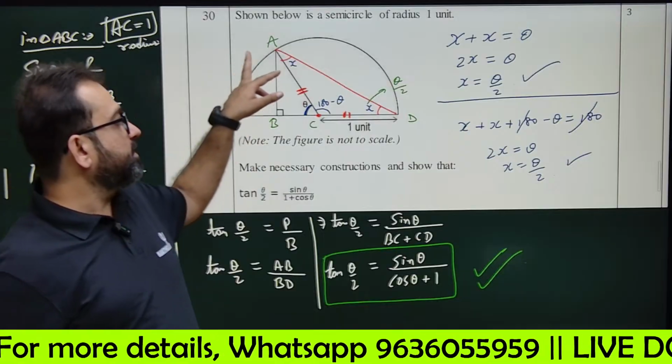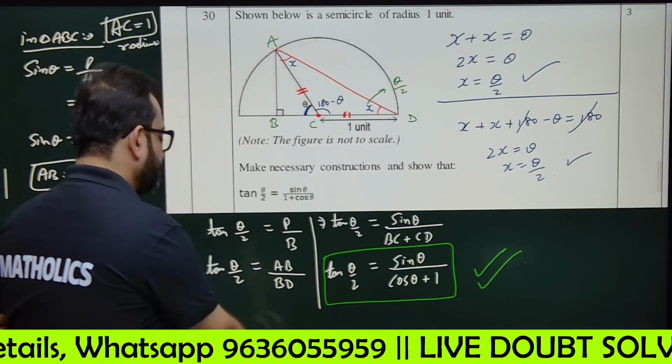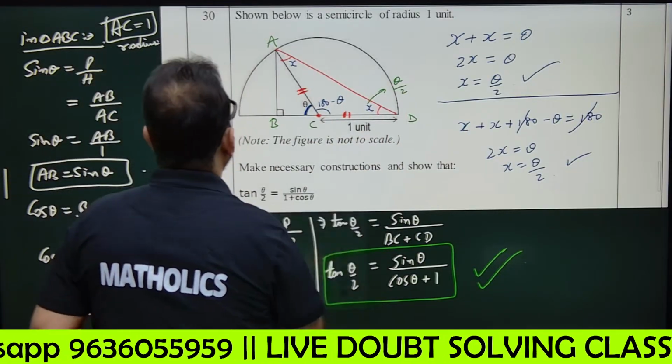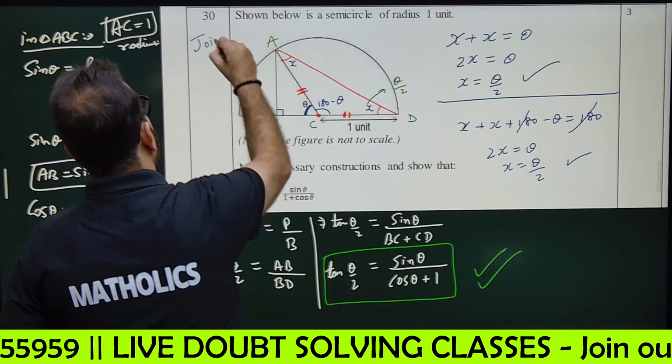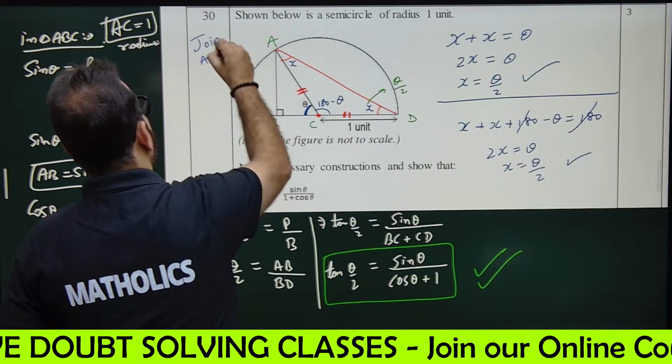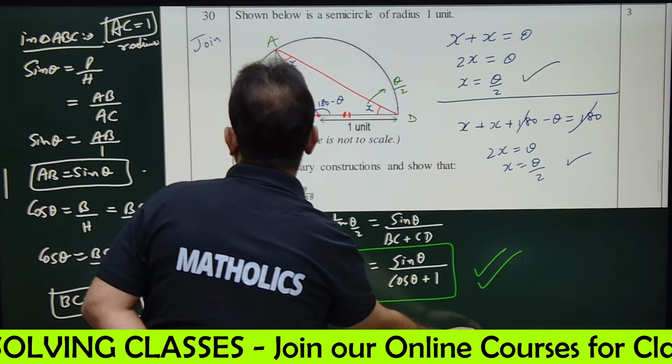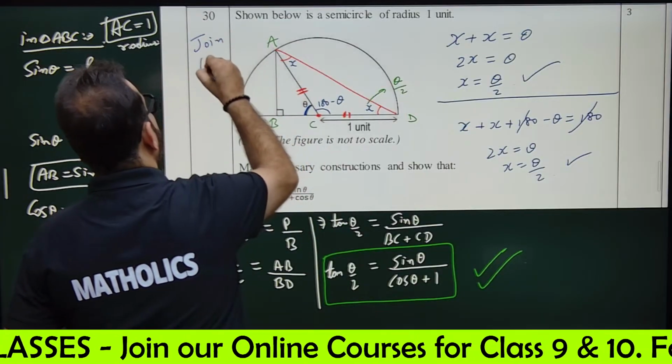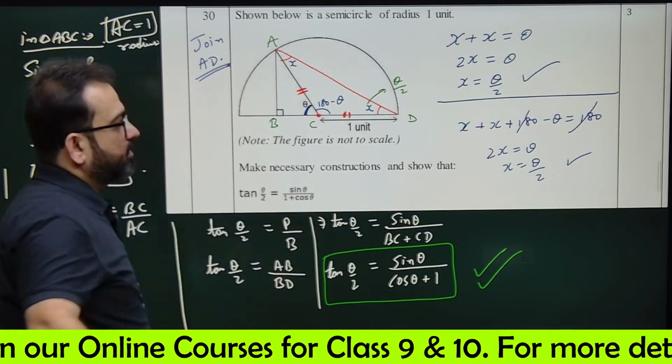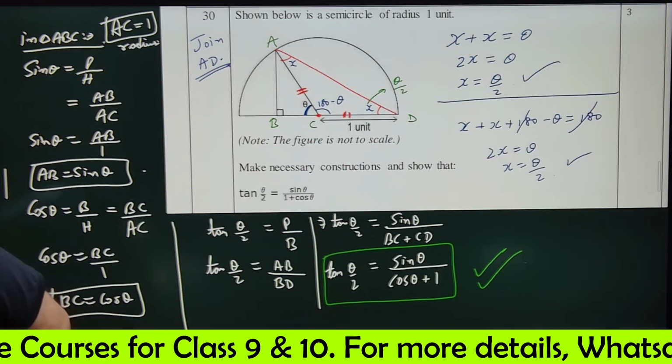One construction we did: join AD. One construction was done, join AD, and you have the correct explanation. Join AD, that's it. Sorted. So copy this, and that's it for today.